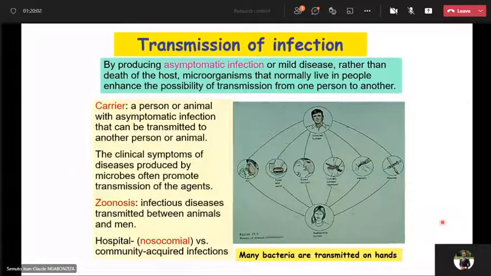So, transmission of an infection. By producing asymptomatic infection or mild disease rather than death of the host, microorganisms that normally live in people enhance the possibility of transmission from one person to another.